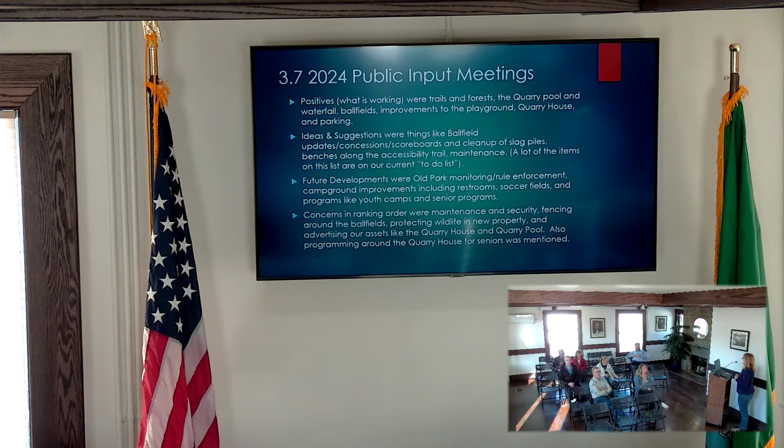Concerns in ranking order were maintenance and security. Those were the top things that came up with the group. Fencing around the ball fields, they like to see higher fences so that stray balls don't hit walkers. Protecting wildlife in the new property, and advertising our assets like the Quarry House and the Quarry Pool. So making sure people know that those are things that our community has to offer, that they can come and rent. Also, programming around the Quarry House for seniors was mentioned.